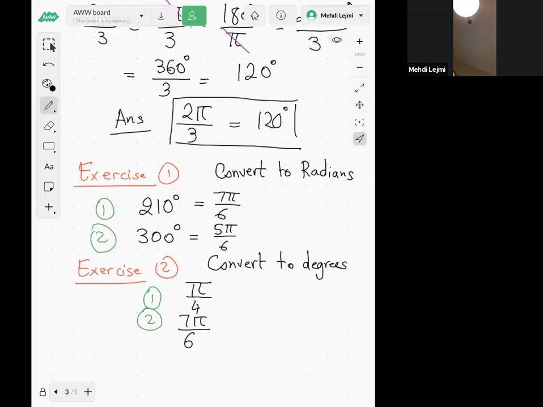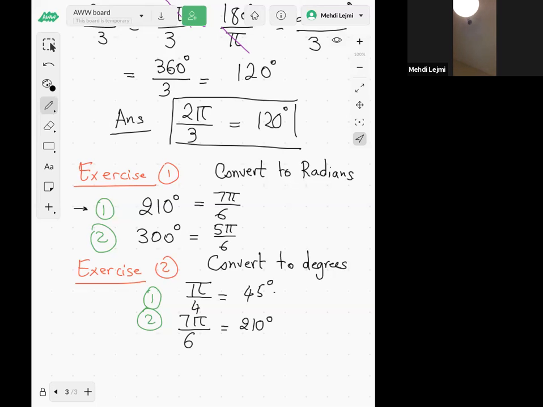For number two, as I think Joel said, 7 pi over 6 is just the same thing as number 1 here. So this is 210 degrees. And for pi over 4, yes, Lorden, absolutely, that's 45 degrees. All right. So we have this relation between degrees and radians.